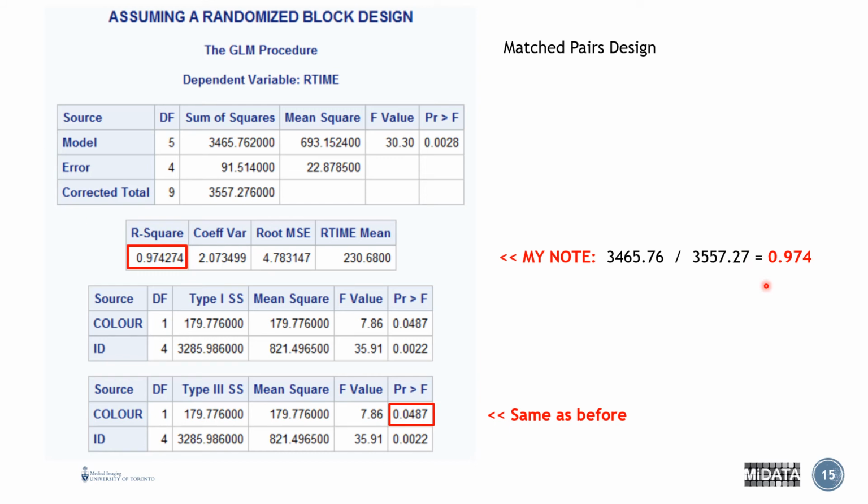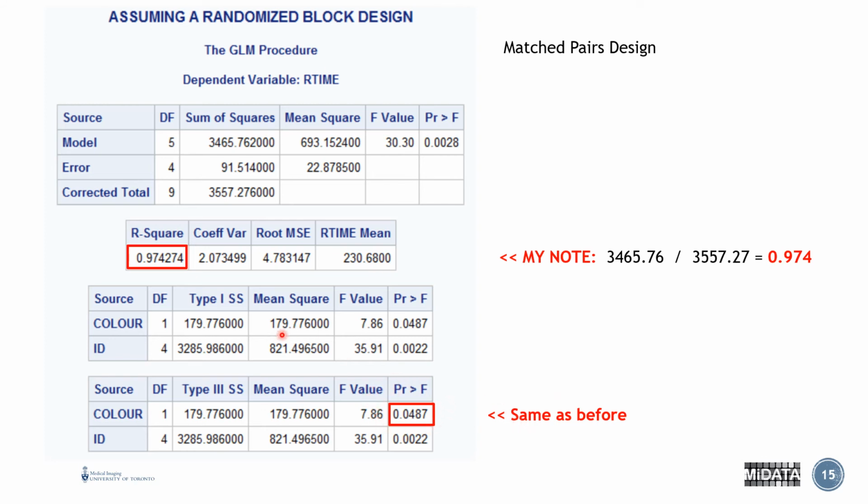That gives you your R-square. Now, if you want to see if there is a significant difference in reaction time between the colors, you would come down to color in the type 3 sums of squares. Always look at the type 3 sums of squares. We'll talk about that a little bit later, but this is the one you will always exclusively look at. And look at the p-value here, and it's 0.0487, and that's the same as when we did the matched pairs design t-test. We got the same p-value.